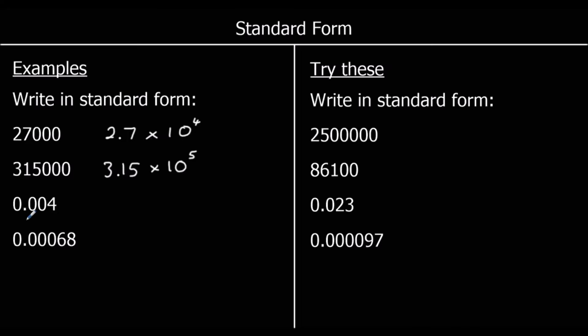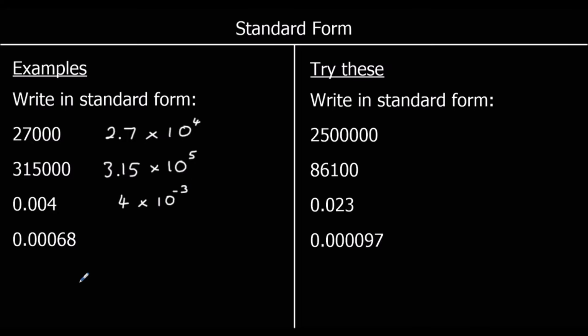How about 0.004? Number between 1 and 10, that's 4, times 10 to the power. I actually want to divide by 10, so I'm going to use a negative power. And how many times do I have to divide 4 by 10 to get 0.004? And that's 3 times.